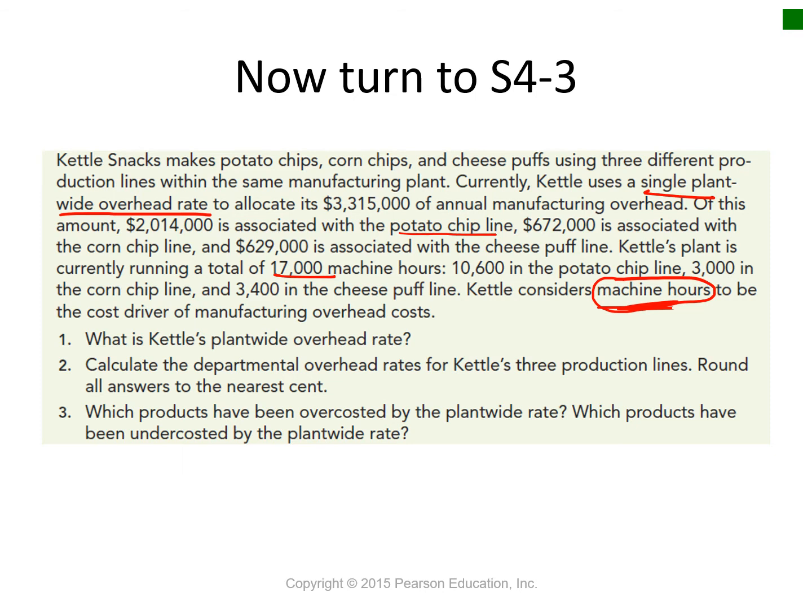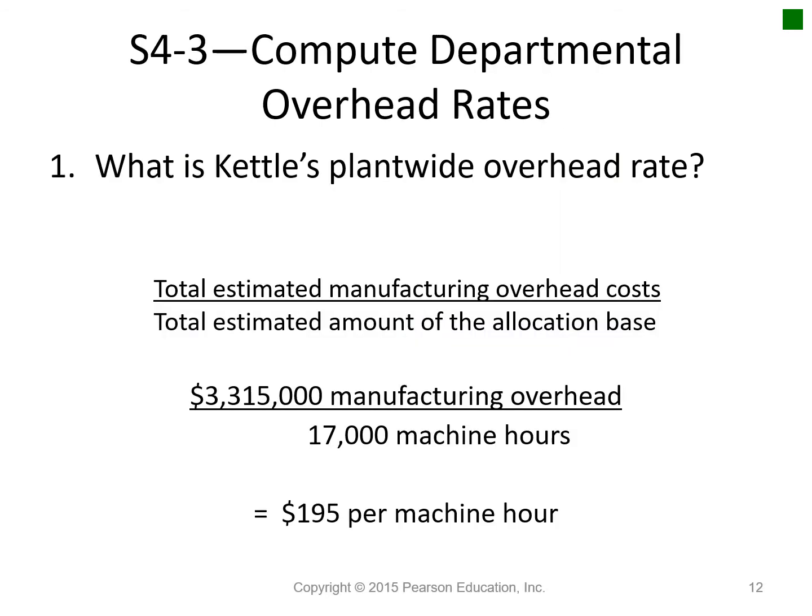So part 1 says compute the overhead rate, the single plant-wide rate. That's going to be using the machine hours. And then part 2 says calculate the department overhead rates using these 3 production lines. And then it says part 3, which products have been overcosted by the plant-wide rate, and which have been undercosted. So in the next couple slides, we'll walk you through the calculations.